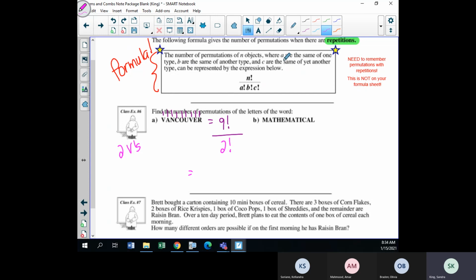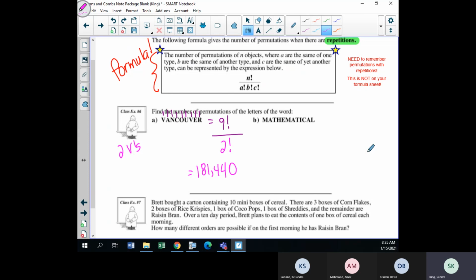Jada, what are you getting? Sorry, did you say 440 or 444? 440. Okay. So the answer should be 181,440 different arrangements or permutations could be made with the word Vancouver, accounting for that there's repeats in the word Vancouver. Okay, count up mathematical.